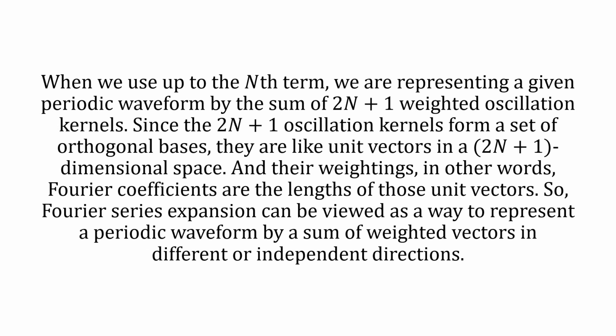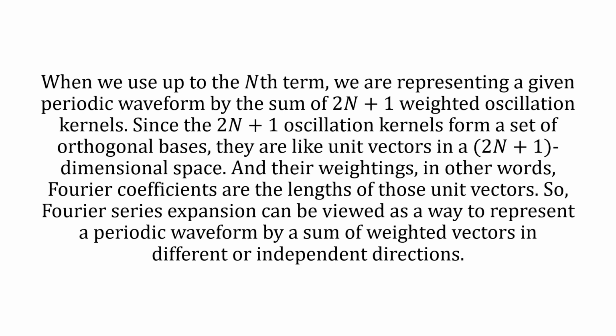When we use up to the large N-th term, we are representing a given periodic waveform by the sum of 2N plus 1 weighted oscillation kernels. Since the 2N plus 1 oscillation kernels form a set of orthogonal bases, they are like unit vectors in a 2N plus 1 dimensional space. And their weightings, in other words, Fourier coefficients, are the lengths of those unit vectors. So, Fourier series expansion can be viewed as a way to represent a periodic waveform by a sum of weighted vectors in different or independent directions.